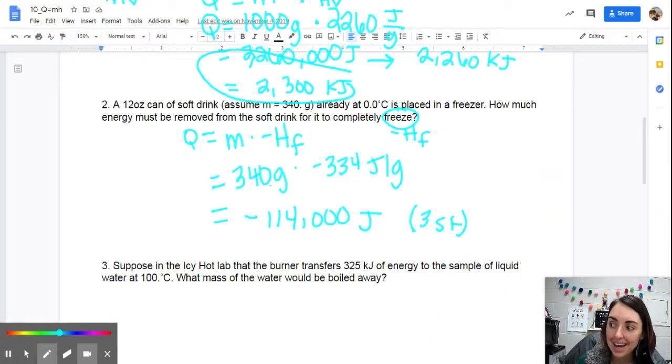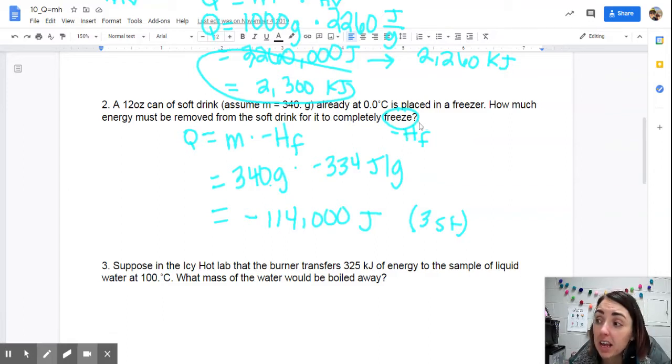Okay, so we're back. Take a second to check your answer. Did you get it? A couple things to note. This time around, the substance is freezing. So that means not only are we using H sub F, heat of fusion, but it's also going to be negative because it's exothermic, heat's being taken out. So it's a negative H sub F.